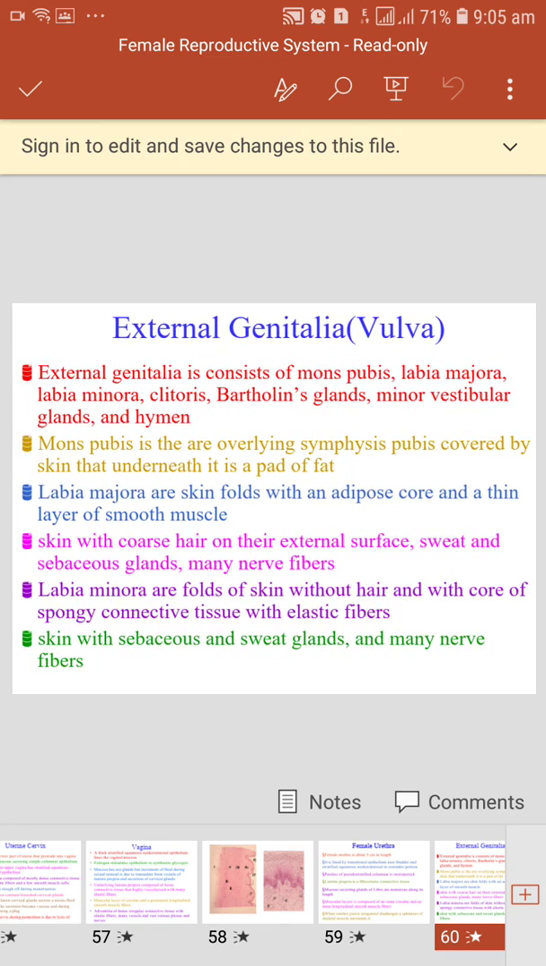Labia majora are skin folds with an adipose core and a thin layer of smooth muscle. The skin has coarse hair on the external surface, sweat and sebaceous glands, and many nerve fibers. Labia minora are folds of skin without hair, with a core of spongy connective tissue with elastic fibers. The skin has sebaceous and sweat glands and many nerve fibers.